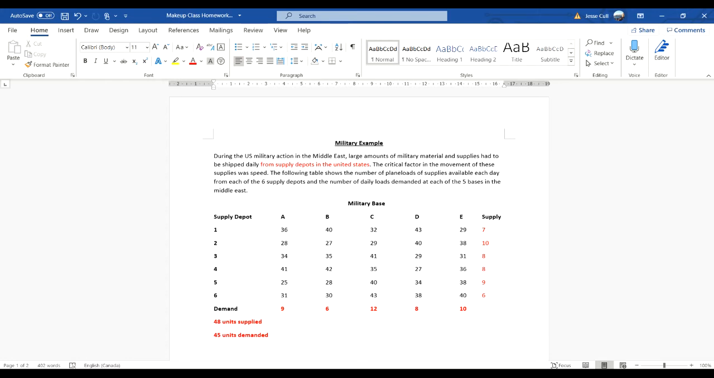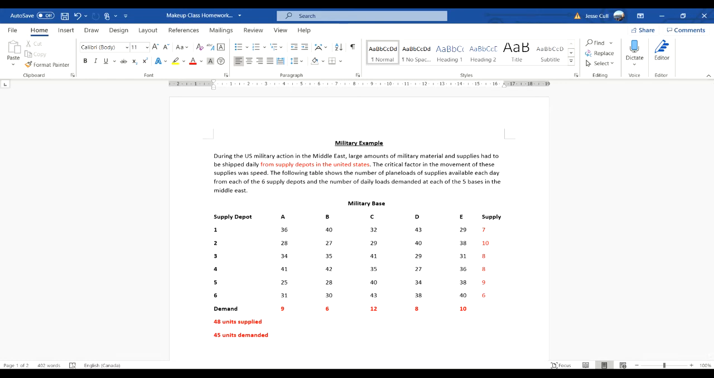The first one is a military example. During the US military action in the Middle East, large amounts of military material and supplies had to be shipped daily from supply depots in the United States. The critical factor in the movement of these supplies was speed. The following table shows the number of plane loads of supplies available each day from each of the 6 supply depots and the number of daily loads demanded at each of the 5 bases in the Middle East.